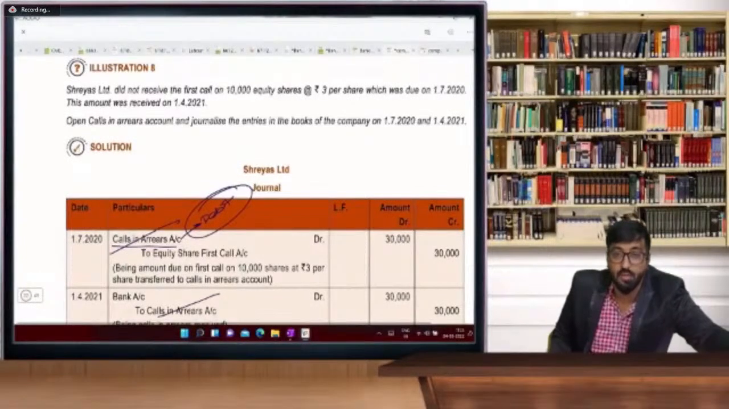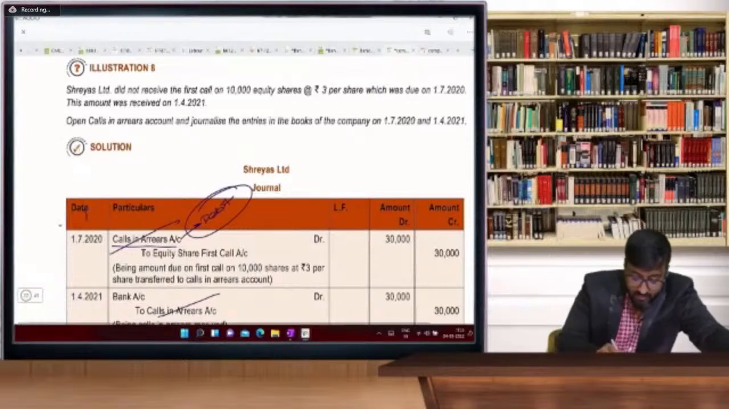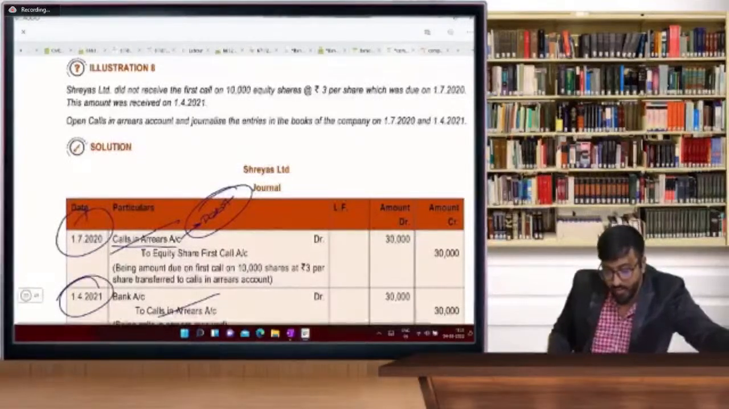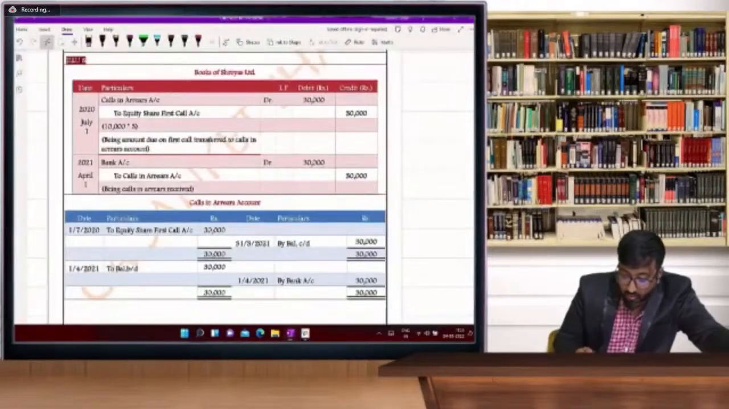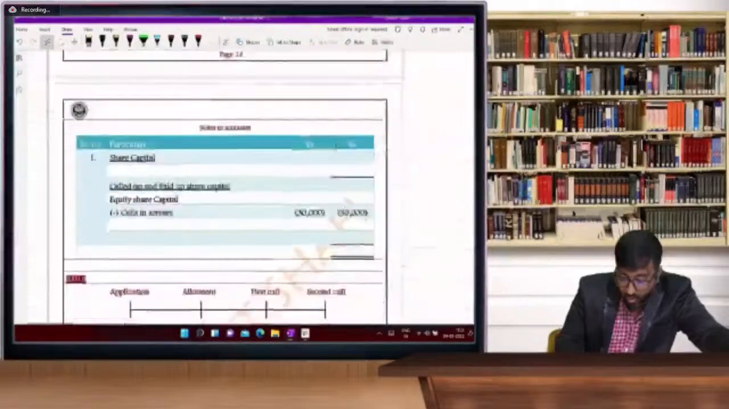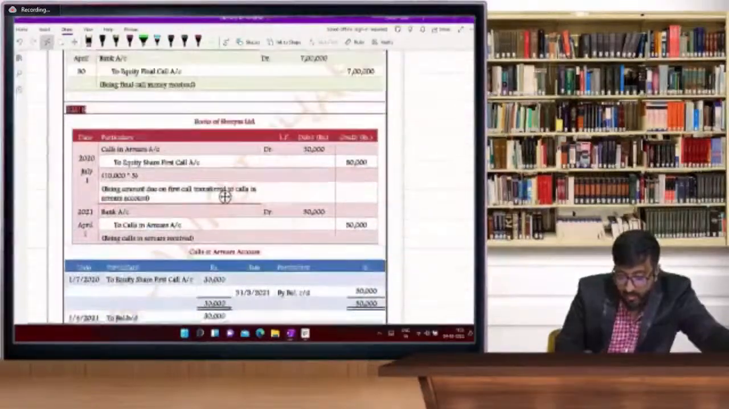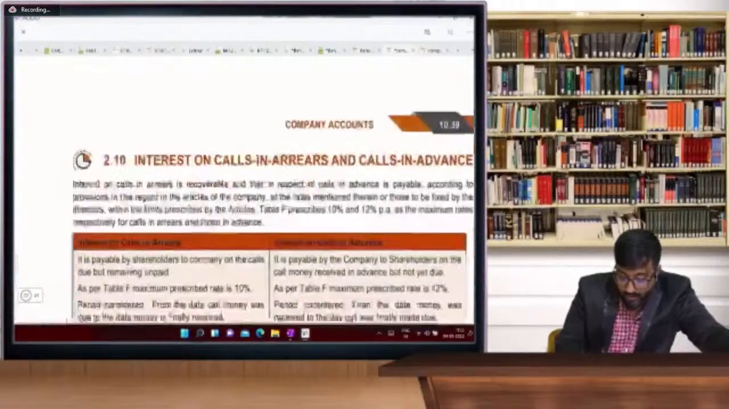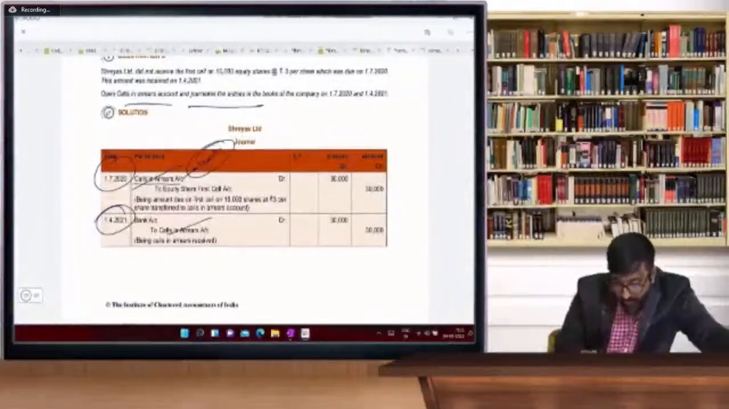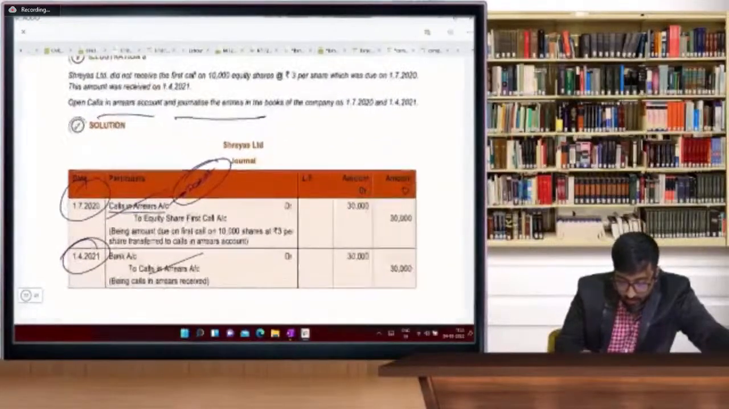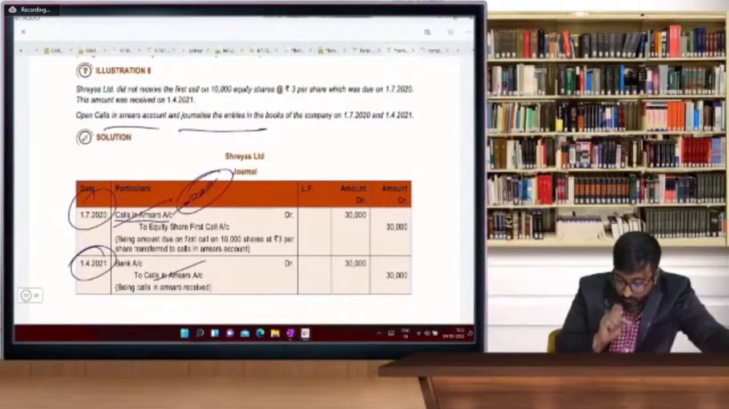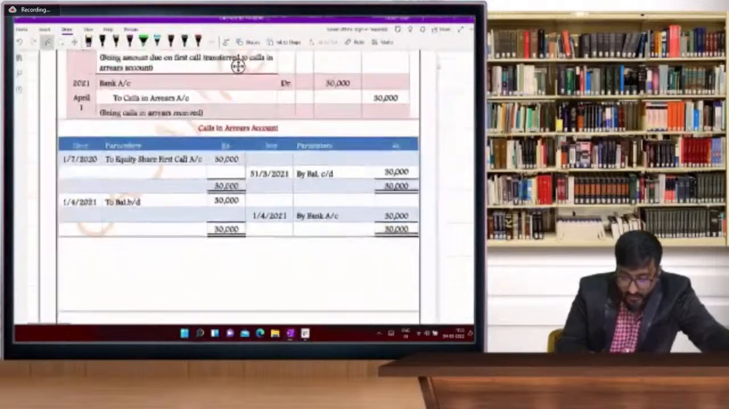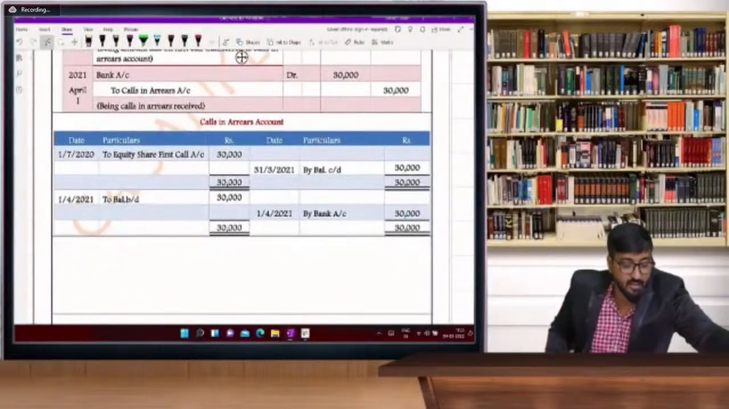So here we have opened the calls in arrears account, and you received this after how many months? According to me, we must pass the entry for interest also. But ICAI has strictly asked you about the calls in arrears account. I rectified the answer here. You can see the calls in arrears account. Though ICAI has not given you the calls in arrears account, you can write it.